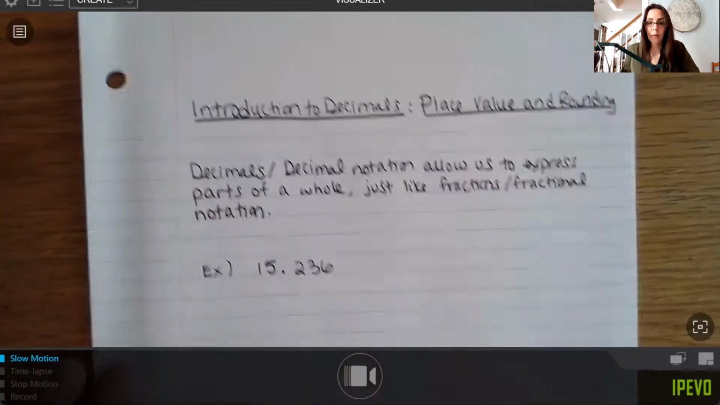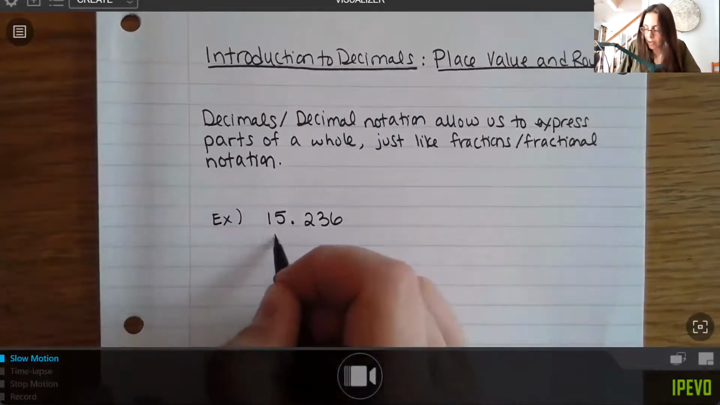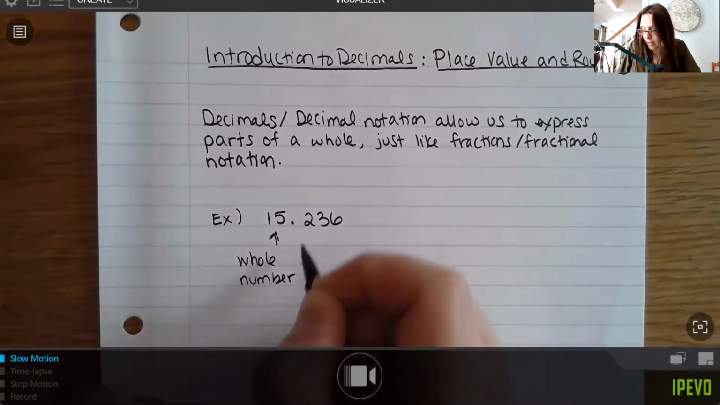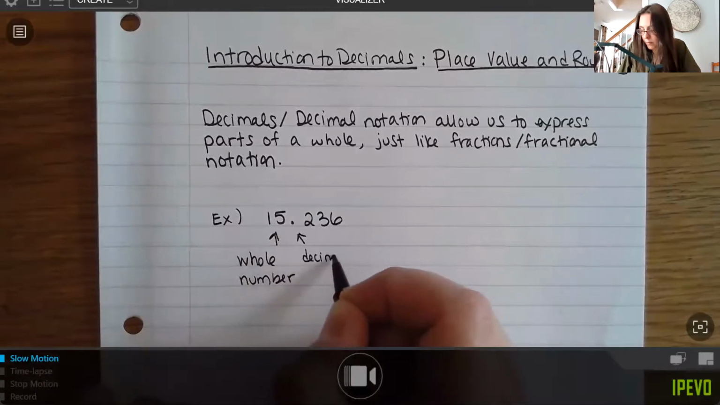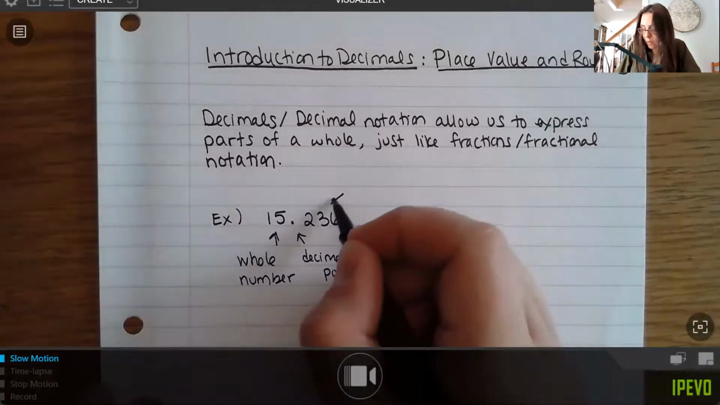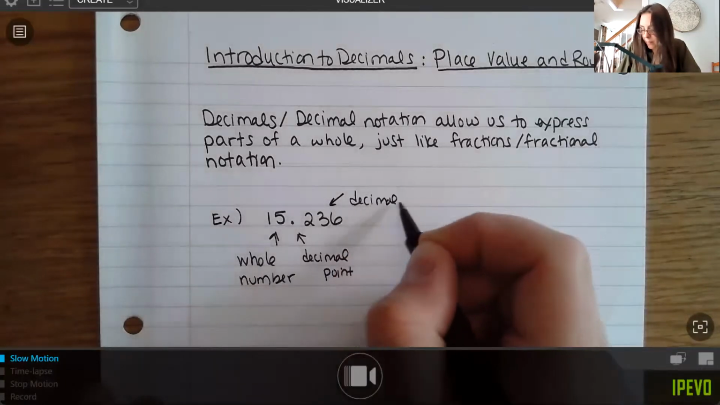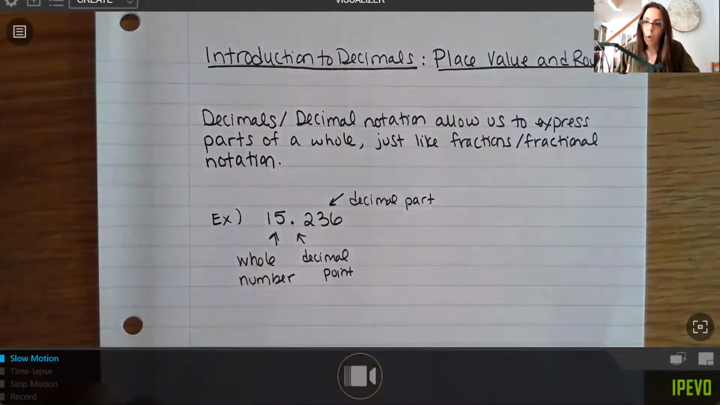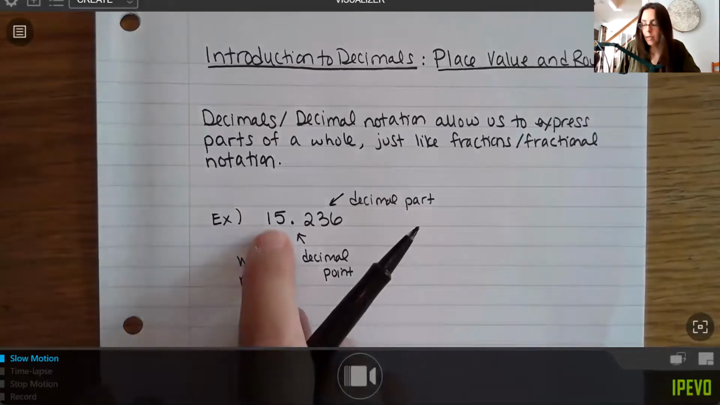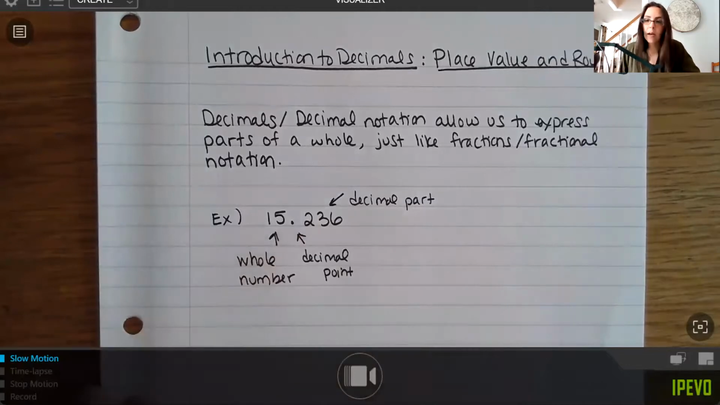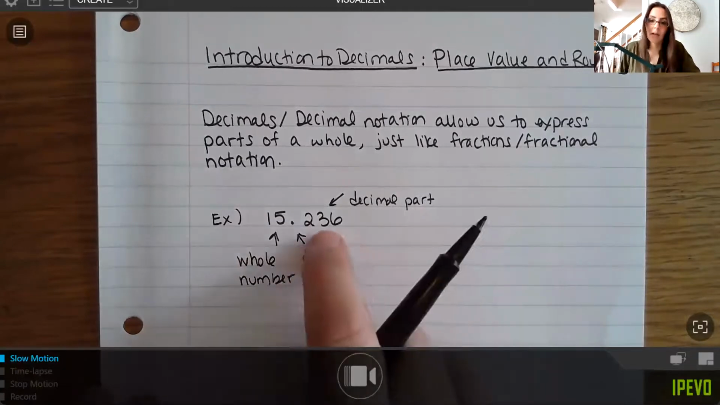So here's an example of a number in decimal notation. And the first part here is obviously your whole number. And then you have your decimal point. And then after that, you have the decimal part of the problem. Okay, so that 236 here, that is your part of the whole, right? So we have 15 wholes, but we also have this 0.236 after that. So we have a little bit more than 15, but not enough to make 16 wholes. So that is your part there of the whole.